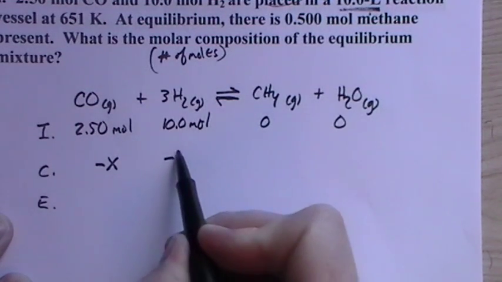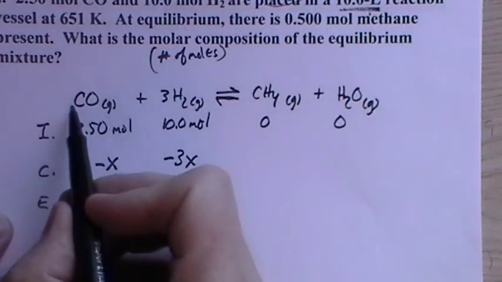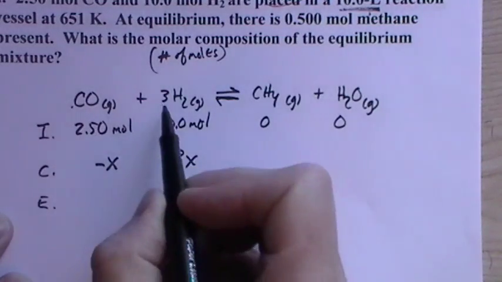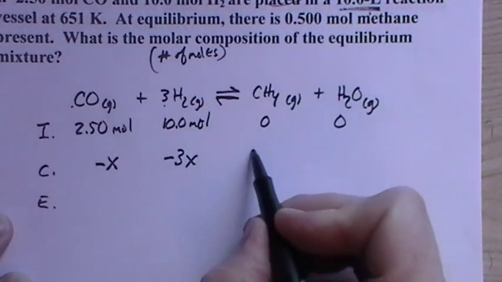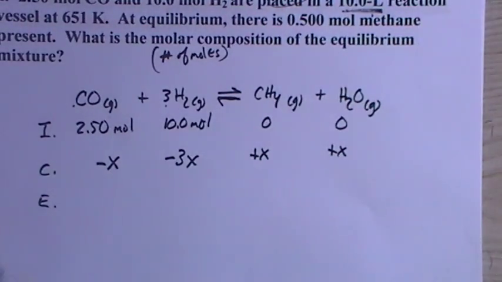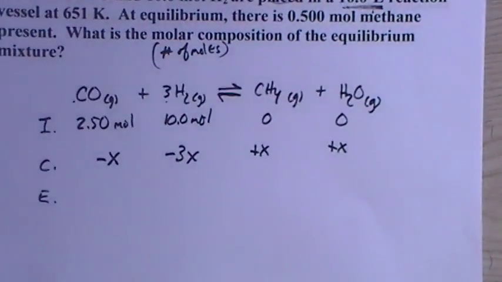Now this one would be minus 3x because we have to go with the stoichiometry of the reaction, 1 to 3. So for every x that we lose of CO, we must lose 3x of hydrogen. We must gain x here and gain x here, 1 to 1. So we have to learn to use those equations.